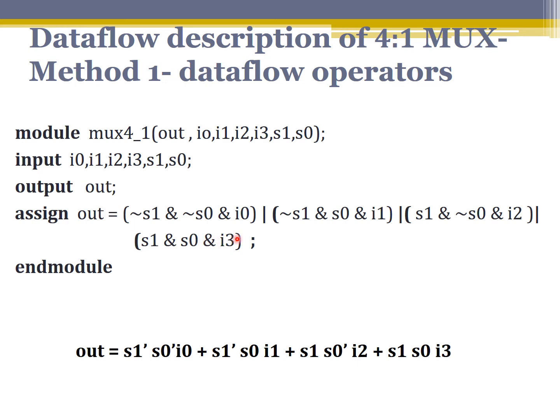So it is just a translation of the Boolean expression written over here into an assignment statement using the data flow operators. And as usual, we end the module using the keyword endmodule. So we can observe how those 7 to 8 lines of gate instantiation are just replaced by a single line of a Boolean expression, just showing how data flows from the input to the output. So this is the data flow description of a 4:1 mux using the data flow operators.